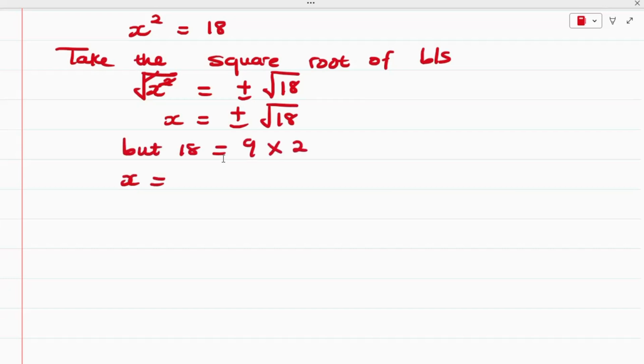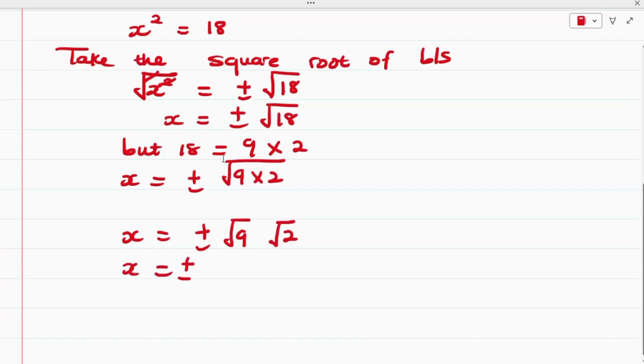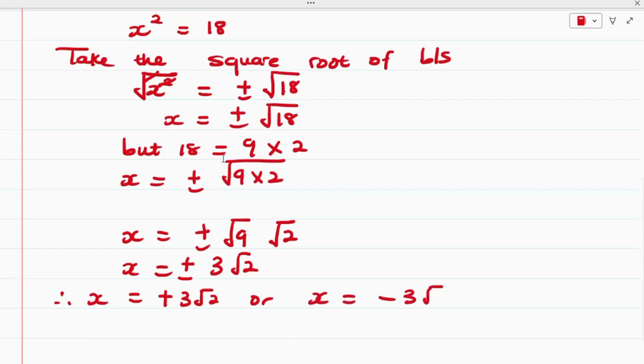So x is equal to plus or minus the root of 9 times 2, and x is equal to plus or minus the root of 9 multiplied by the root of 2, and the root of 9 is 3, so 3 root 2. Therefore we have that x is equal to plus 3 root 2, or x is equal to minus 3 root 2, and this becomes the value of x.